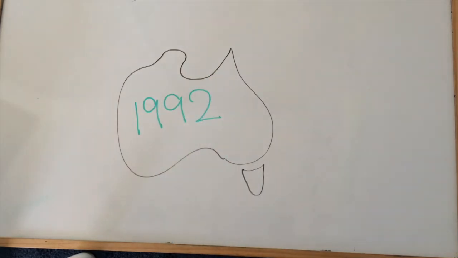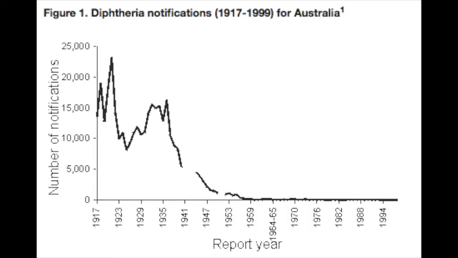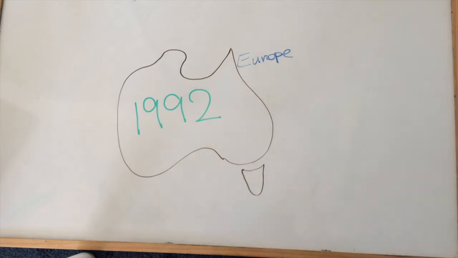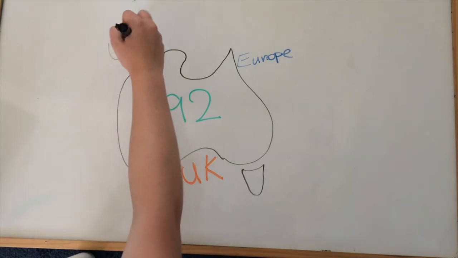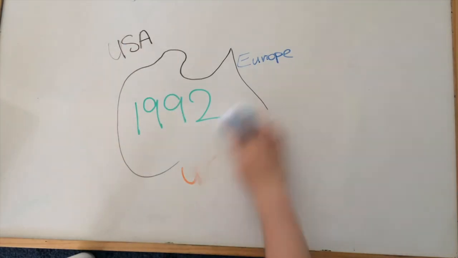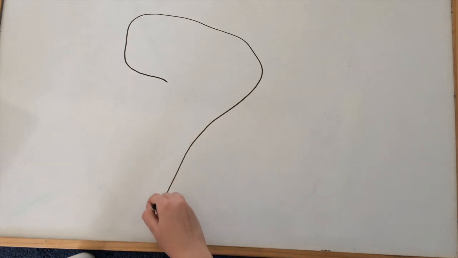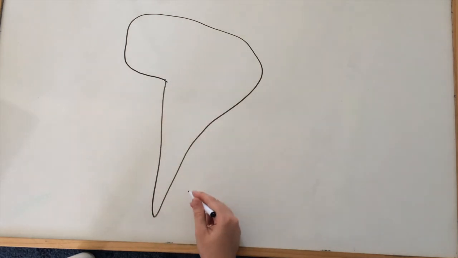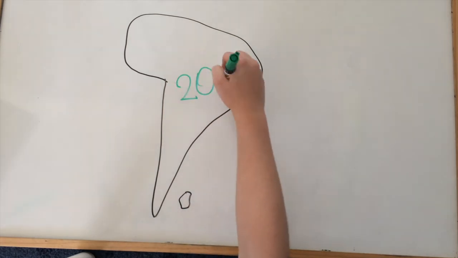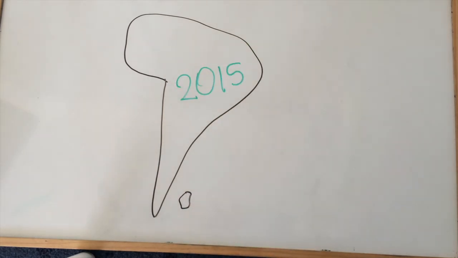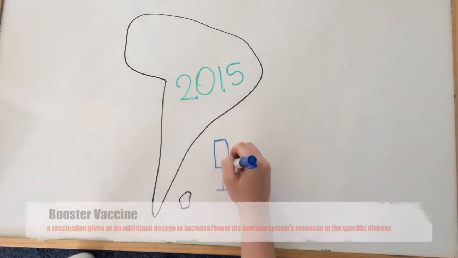Diphtheria hasn't been eradicated yet, but in Australia there hasn't been a case since 1992. Currently, only local elimination can be achieved, like in Australia, Europe, the USA, and the UK. Vaccinations and improved living conditions have resulted in this disease's rarity. Although diphtheria has resurfaced in some countries, such as South America in 2015, when a child died from it, this occurred due to not receiving the booster vaccine.